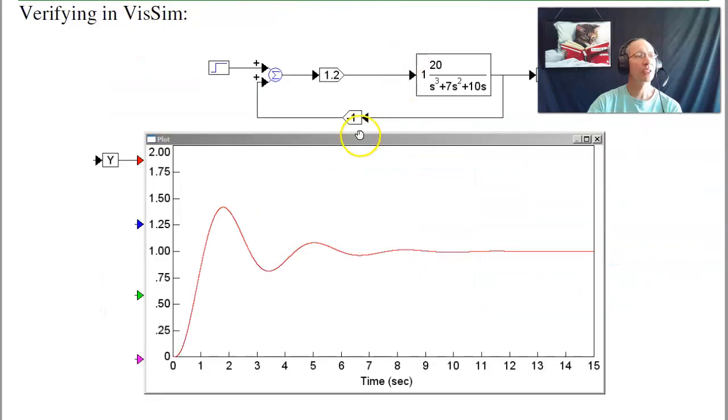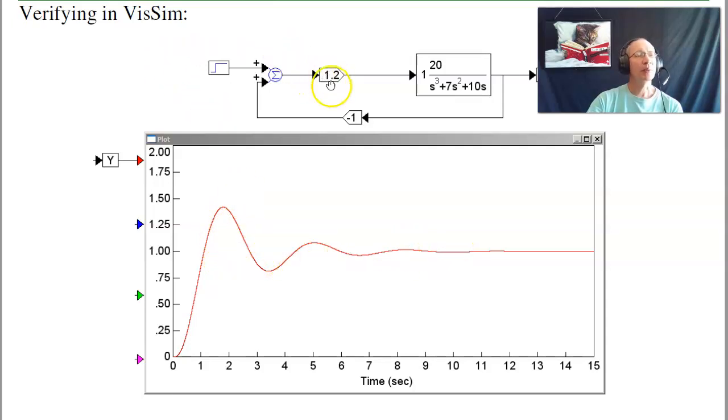If I look at VisSim to check my answer. Again, on the homeworks, this is a good way to check your answers. If you do a screen dump like this, it's easier for grading. I can see here's your system, here's the gain. I've got 20% overshoot, or whatever overshoot is. Yep, you did it right.